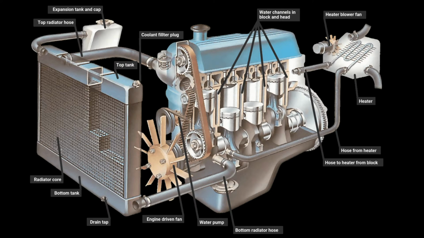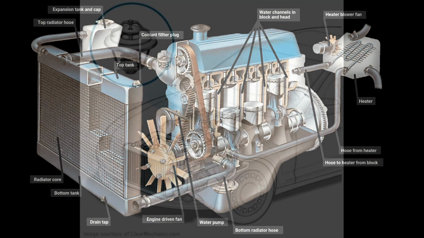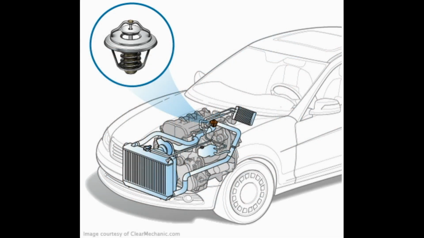3. Thermostat. The thermostat acts as a valve for the coolant and allows it to flow through the radiator only after exceeding a particular temperature value. The thermostat has paraffin wax in it which expands at a particular temperature and opens it up at that temperature.